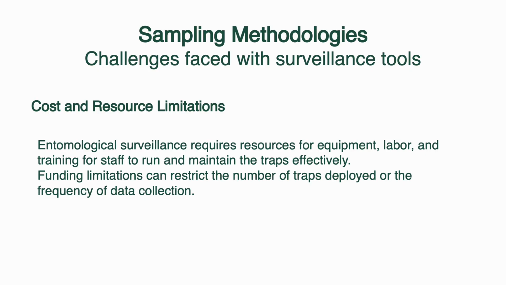When selecting surveillance tools, researchers face several challenges that can affect study design and implementation. Some tools, such as the BG Sentinel trap, are expensive to acquire and maintain, while simpler options like ovitraps are low-cost but labor-intensive, requiring regular setup and monitoring. Balancing financial and human resources is essential for sustainable surveillance.